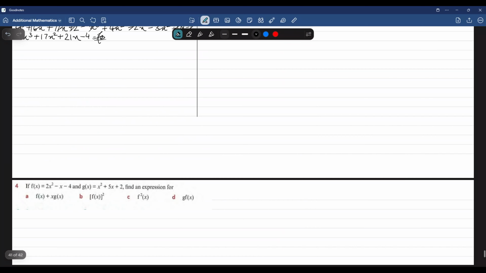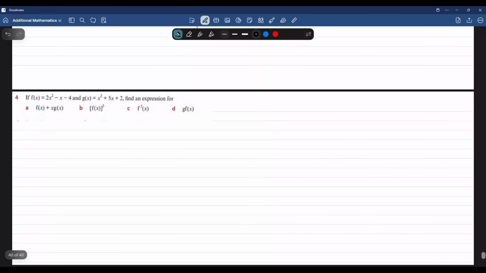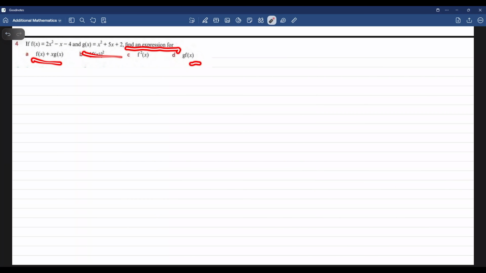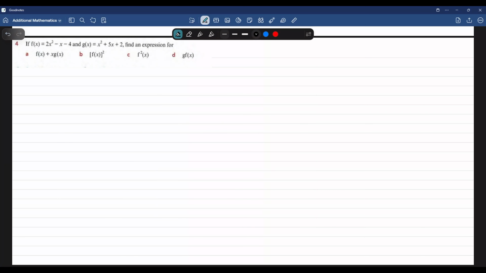So for question number 4, let me just test this out. Question number 4, we have different expressions. Let's just go first. If f(x) equals 2x squared minus x minus 4 and g(x) is equal to x squared plus 5x plus 2, find an expression for f(x) plus x g(x) and so on and so forth. So basically, there's no big thing. As in the first question, they had given p(x) and q(x). Right now, they've given f(x) and g(x). So they've just given two functions, and they have told us to perform this operation on those functions. There's no rocket science to this.